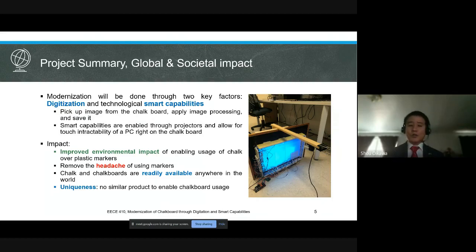And chalk and chalkboards are also readily available anywhere around the world, so it will also impact a wider range of populace. And also, the uniqueness is that there is no product like ours in the market, because everything else is typically centered around the marker boards and none addresses the chalkboard issue.